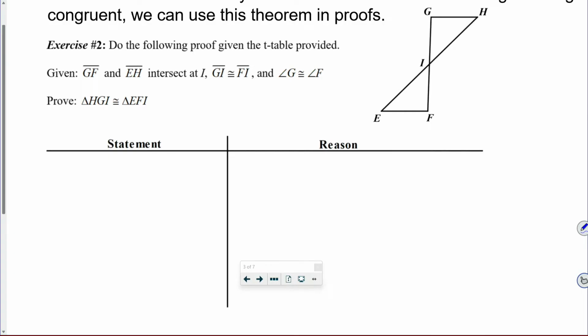Do the following proof given the t-table provided. Segment GF and EH intersect at I. GI is congruent to FI, and angle G is congruent to angle F. Prove triangle HGI is congruent to triangle EFI.